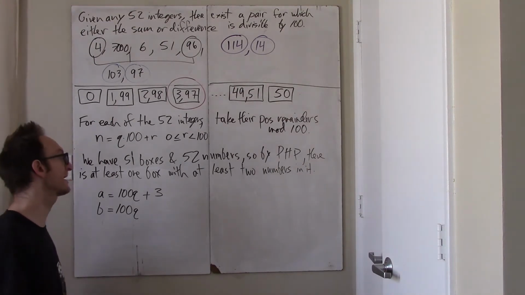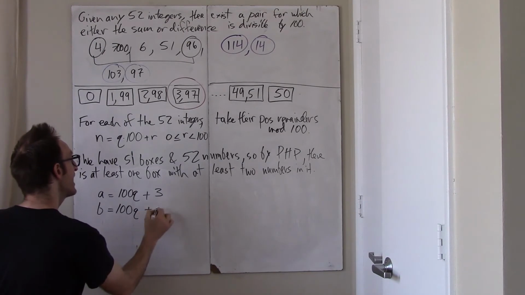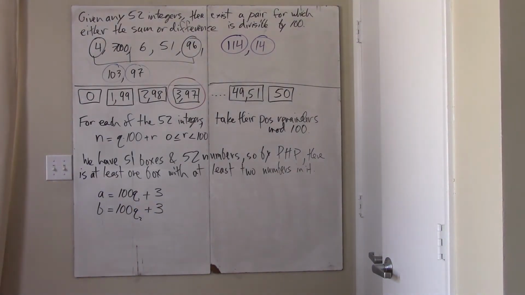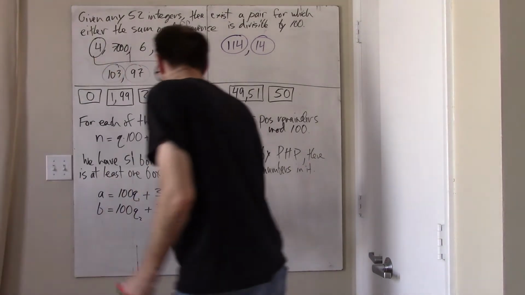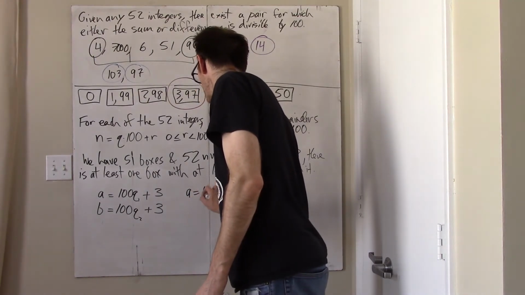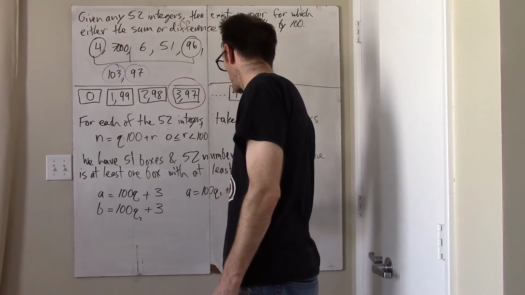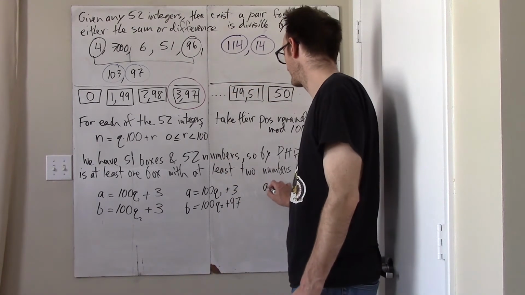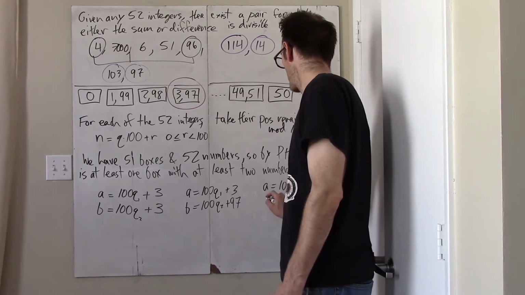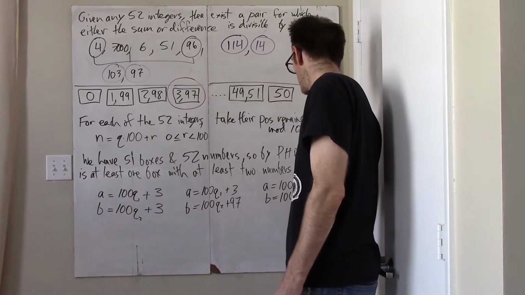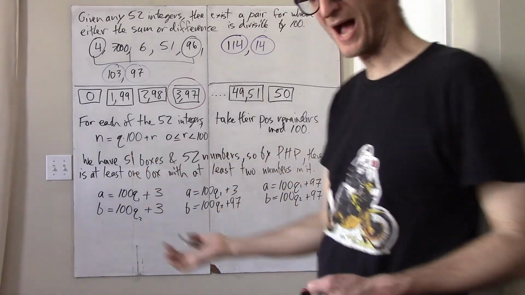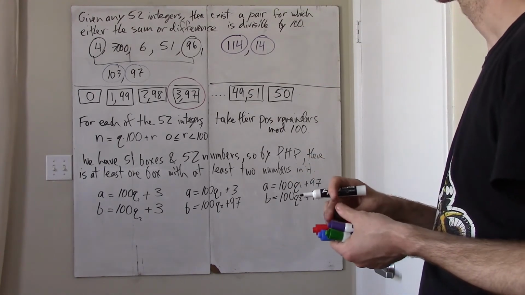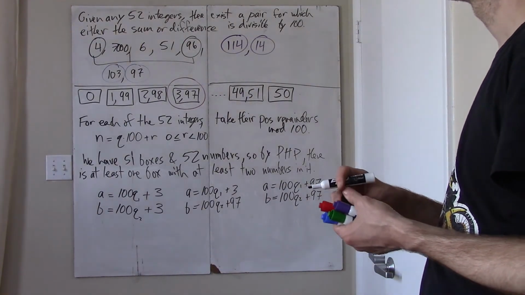So I guess there are three possibilities, right? Either A and B both have remainder, so I should use a different q here, q1, q2. Either A and B both have remainder 3 after dividing by 100, or A has remainder 3 when dividing by 100 and B has remainder 97, or vice versa, or they both have remainder 97 when dividing by 100. The Pigeonhole Principle guarantees that since there are 52 integers and 51 boxes, there must be one box with at least two numbers in it. And taking, sort of arbitrarily, the 3-97 box, that box must have at least two numbers in it.